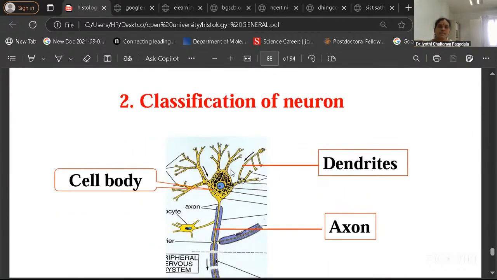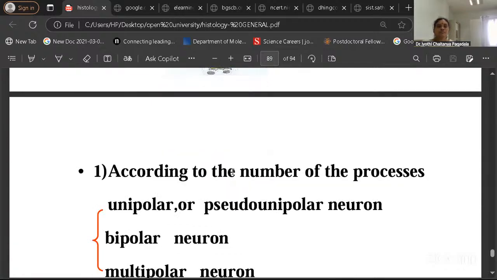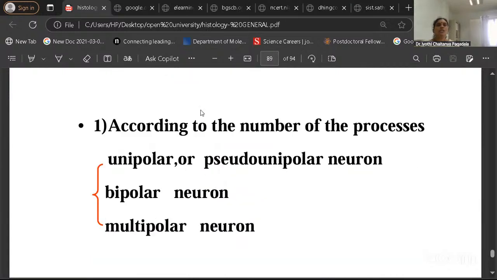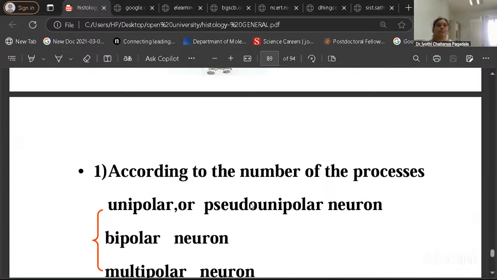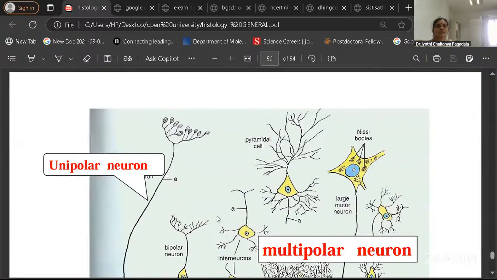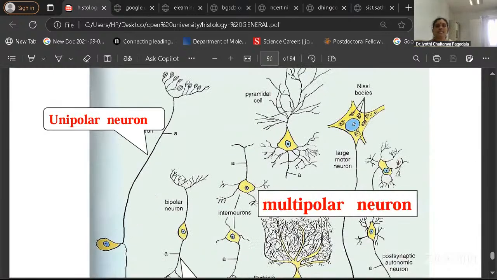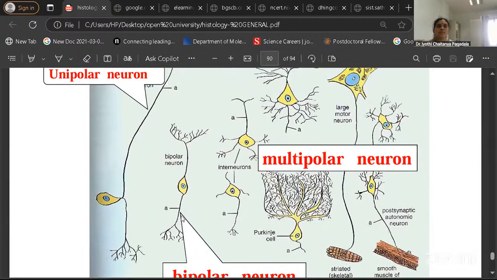The classification of neurons according to the number of processes. A neuron is unipolar or pseudounipolar, bipolar, or multipolar, based on the number of processes. Here you can see the structure of unipolar, and here you can see the bipolar, with the presence of two dendrites, one at each end.